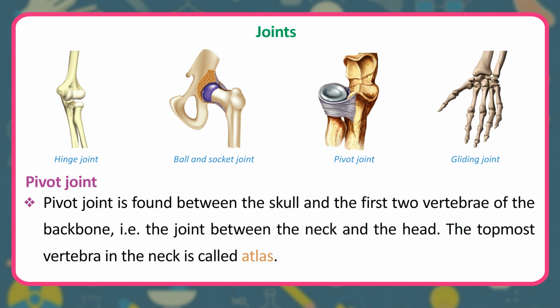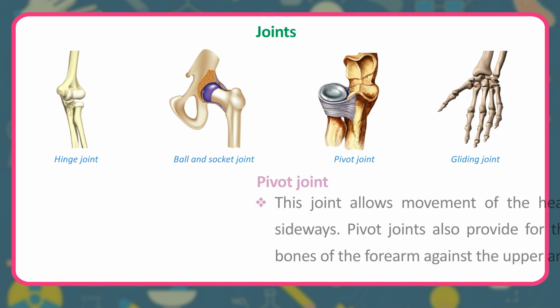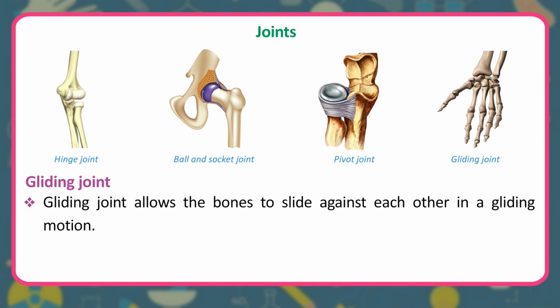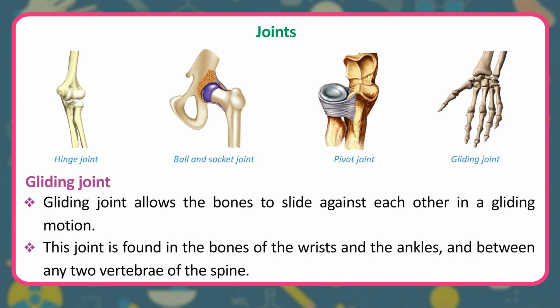Pivot joint. Pivot joint is found between the skull and the first two vertebrae of the backbone, that is, the joint between the neck and the head. The topmost vertebra in the neck is called atlas. This joint allows movement of the head upwards, downwards and sideways. Pivot joints also provide for the twisting movement of the bones of the forearm against the upper arm. Gliding joint. Gliding joint allows the bones to slide against each other in a gliding motion. This joint is found in the bones of the wrists and the ankles, and between any two vertebrae of the spine.